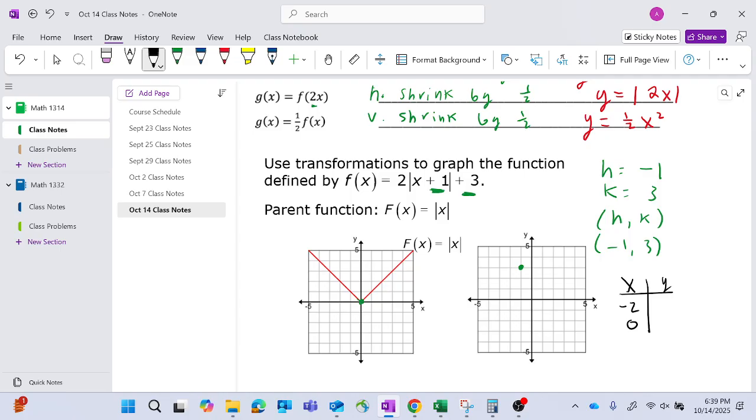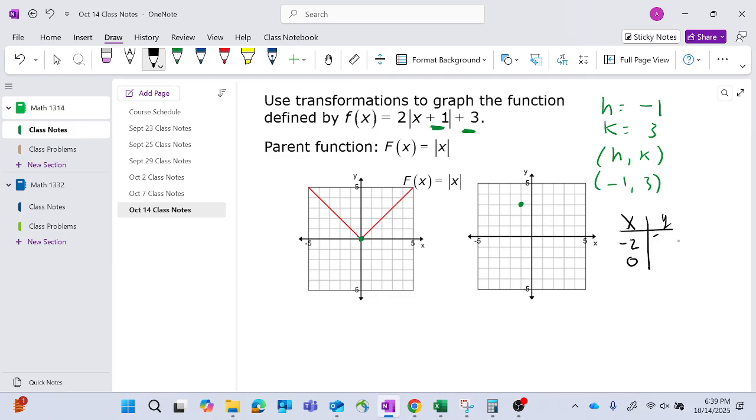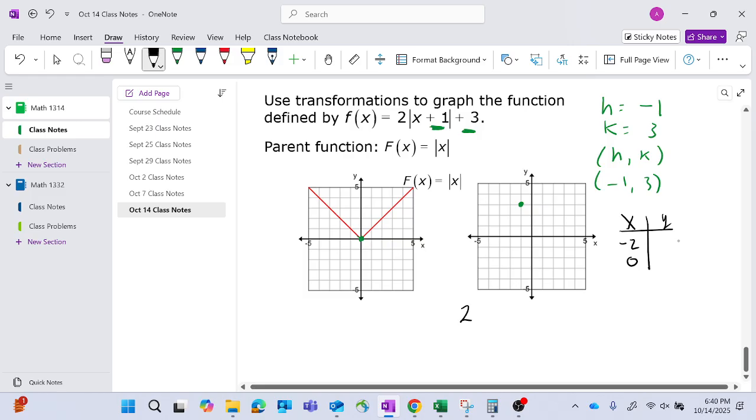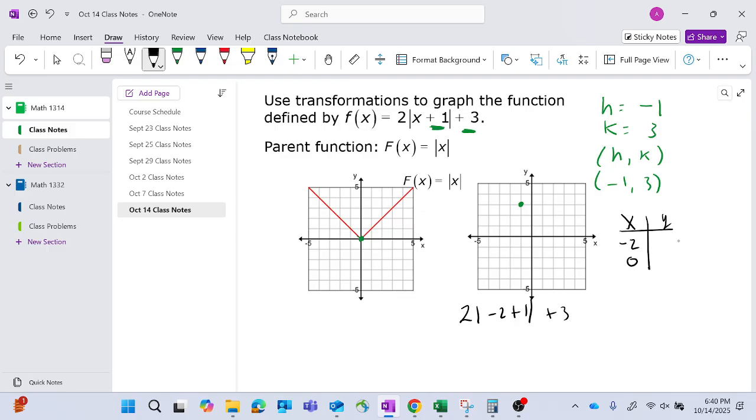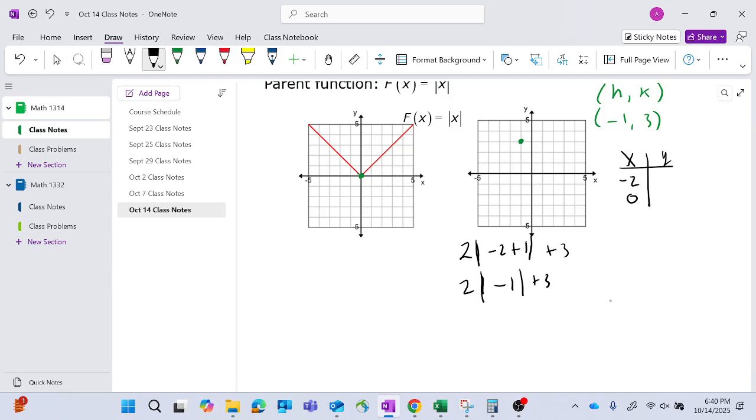If you plug in -2 here, what you have is 2 times the absolute value. I guess we can do it on the side, actually. 2 times |-2 + 1|, all plus 3. Or 2 times the absolute value of -1, plus 3. And the absolute value of -1 is just 1. So you have 2 times 1 plus 3, or 5.